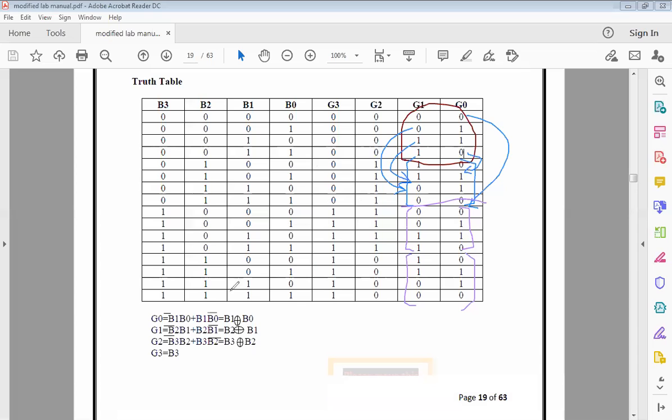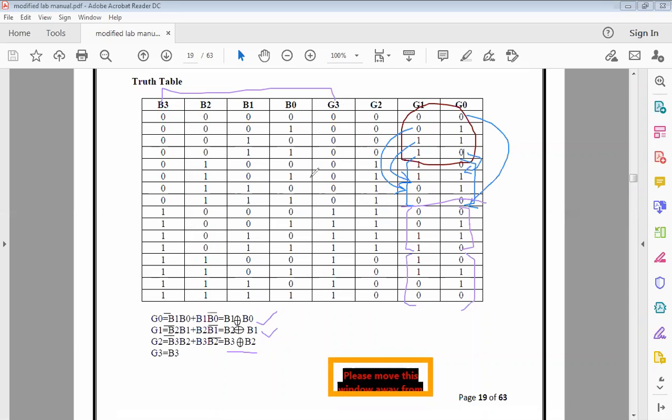So G3 is equal to B3. If you compare, wherever there are zeros, you have zeros, and wherever there are ones, there are ones, so both are the same. For G2, B3 and B2 are XORed. Similarly, for G1, B2 and B1 are XORed. For G0, B1 and B0 are XORed. So either you can remember the way it is written, or you will have to understand the logic that is being taught.